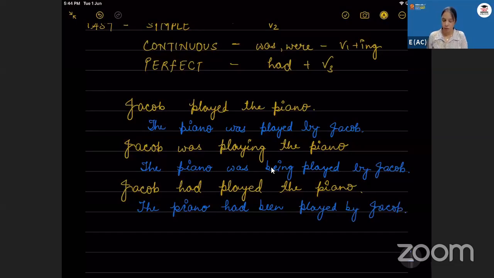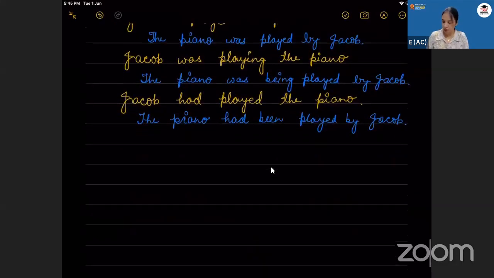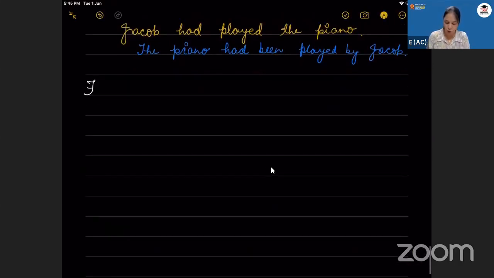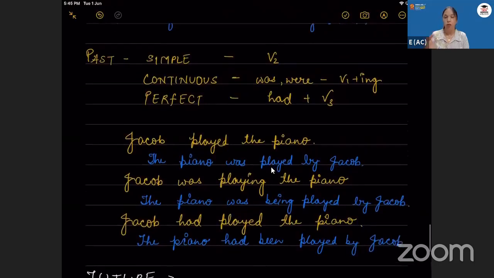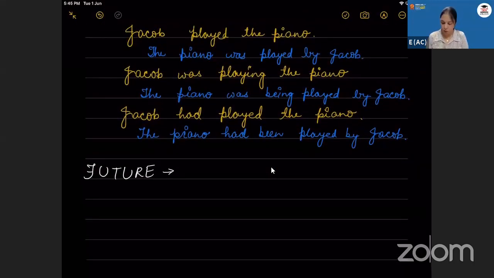Now, the last one, the future tense. I hope this is very clear to everyone. Future tense we are taking. For future tense, future continuous is not converted into passive voice. Always remember this. It is always the simple future and future perfect that are converted into passive. The passive of future continuous is not made. Fine?